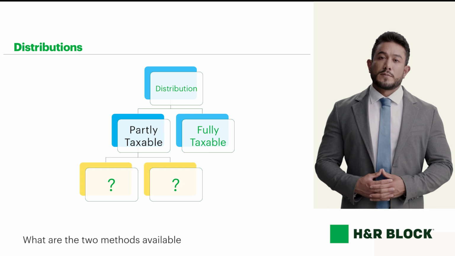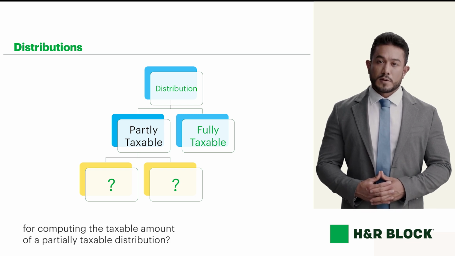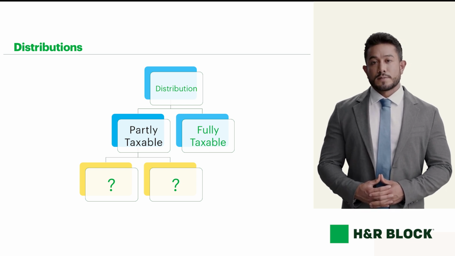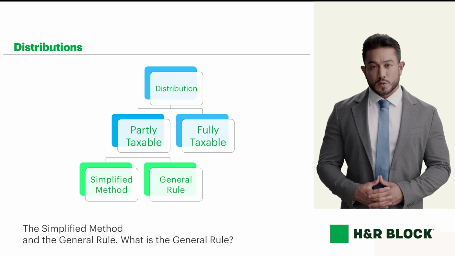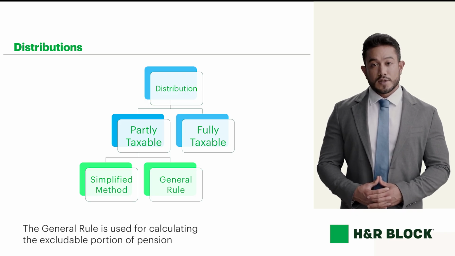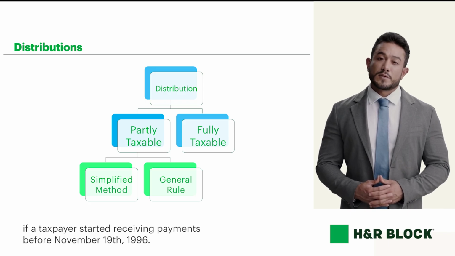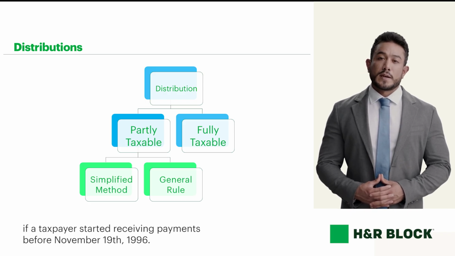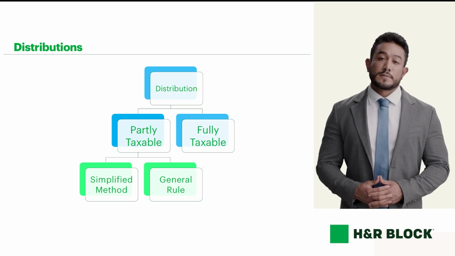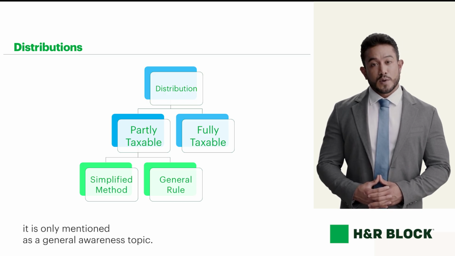What are the two methods available for computing the taxable amount of a partially taxable distribution? The simplified method and the general rule. What is the general rule? The general rule is used for calculating the excludable portion of pension and annuity payments if a taxpayer started receiving payments before November 19, 1996. It is only mentioned as a general awareness topic.